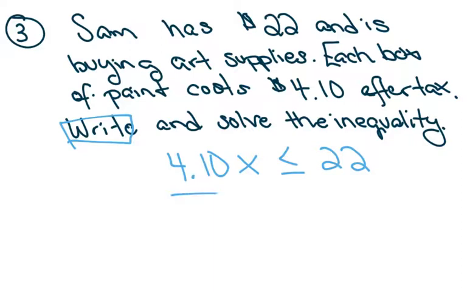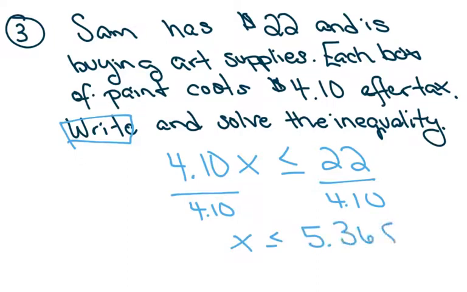In order to solve this, we need to divide both sides by $4.10. Probably you'd be grabbing your calculator at this point, which is fine. And we would get x is less than or equal to 5.365 and so on. Now, thinking about what this question is actually asking us: can Sam buy part of a paint box? Long pause for you to think. No, he either buys the box of paint or he doesn't. So we're actually going to write our answer as x is less than or equal to 5 on this one because you can't buy part of a paint box.